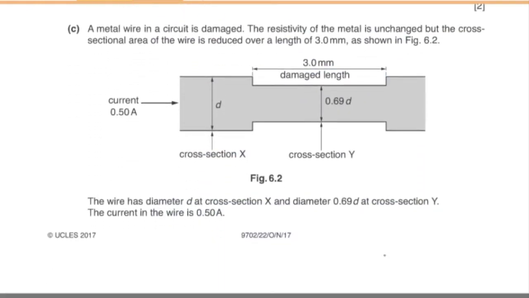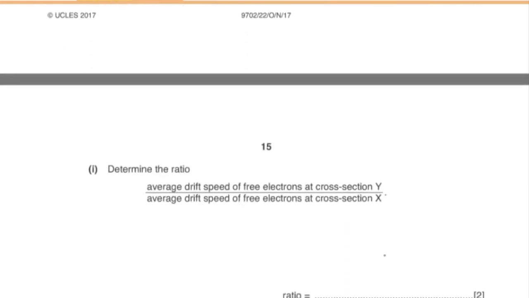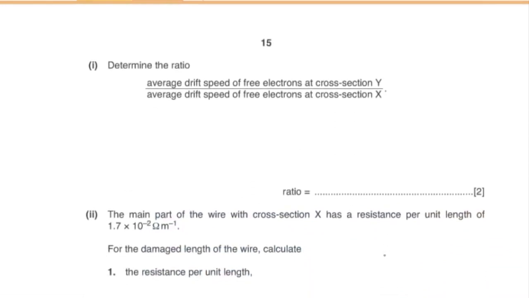Part C, a metal wire in a circuit is damaged. The resistivity of the metal is unchanged, but the cross-sectional area of the wire is reduced over a length of 3 millimeters, as shown in figure 6.2. The wire has diameter D at cross-section X and diameter 0.69 D at cross-section Y. The current in the wire is 0.5 amperes. Part 1, determine the ratio of the average drift speed of free electrons at cross-section Y and that at cross-section X.